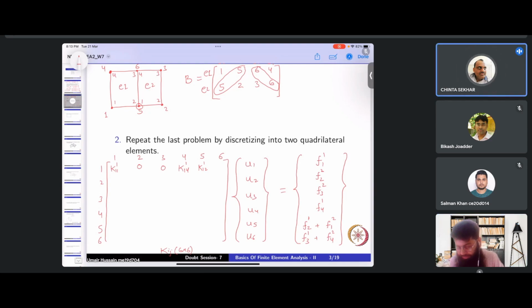No, 1 6 also not there, sir. Why is 1 6 not there? 1 and 6 are part of the same element now. Doesn't mean they have to be connected by the same line, but they're part of the same element, right? Yes. So 1 and 6, you'll see 1 is there, 6 is also there in element 1.